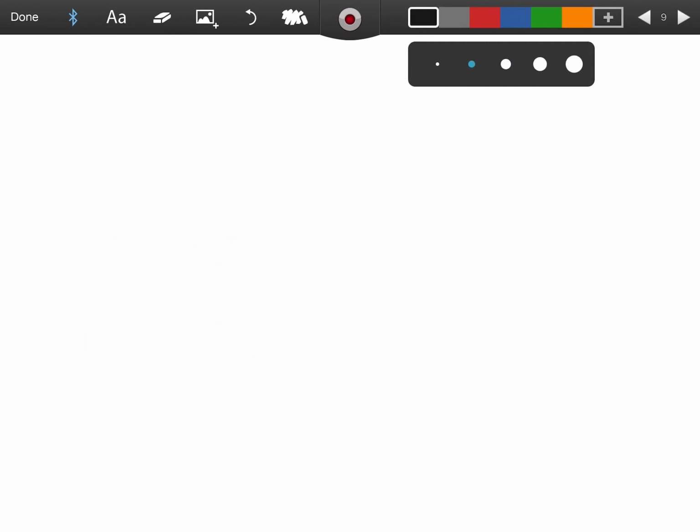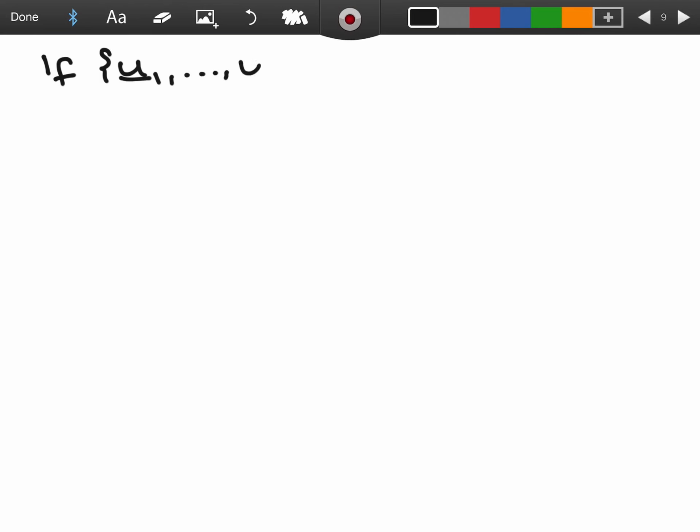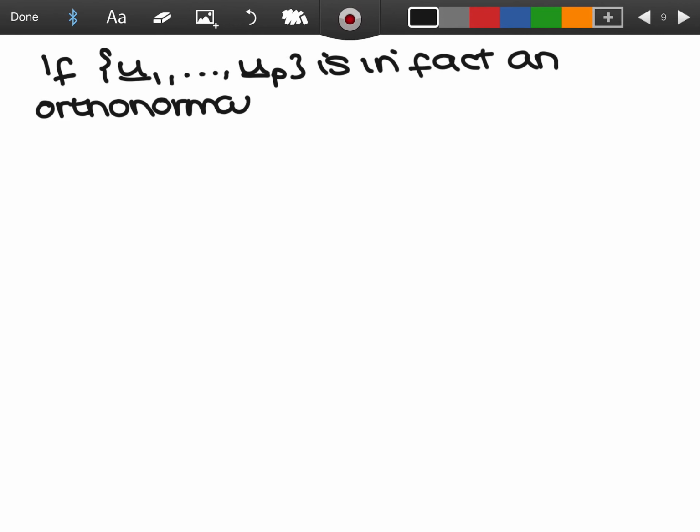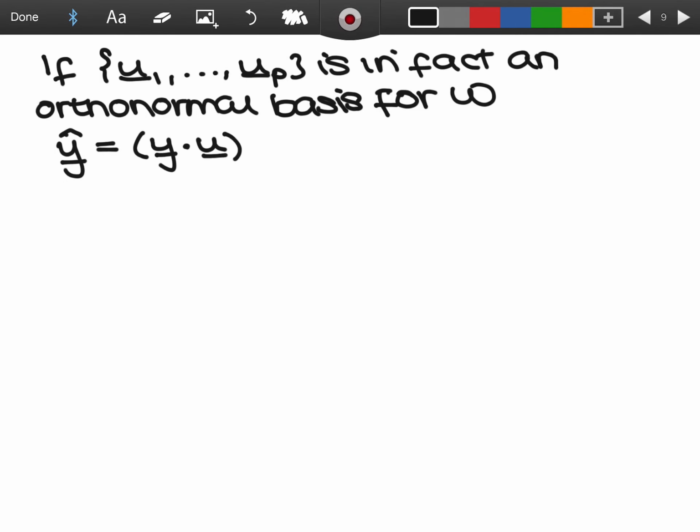So come down to here. If u1 through up is in fact an orthonormal basis for W, then that means that Y hat, the closest point to Y that lands in W, actually reduces down to this formula, because each of those denominators is just 1 as their magnitude is equal to 1. This actually comes from this exact formula.